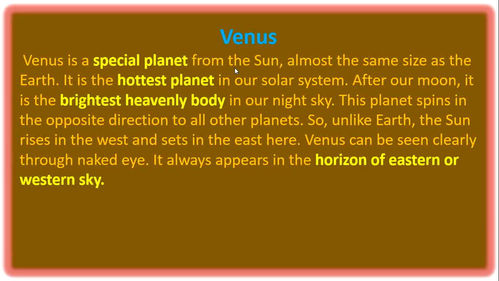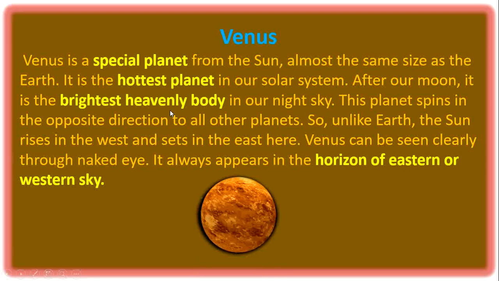Venus. Venus is a special planet, almost the same size as the Earth. It is the hottest planet in our solar system. After our moon, it is the brightest heavenly body in our night sky. This planet spins in the opposite direction compared to the other planets. So unlike Earth, where the sun rises in the east and sets in the west, on Venus the sun rises in the west and sets in the east.